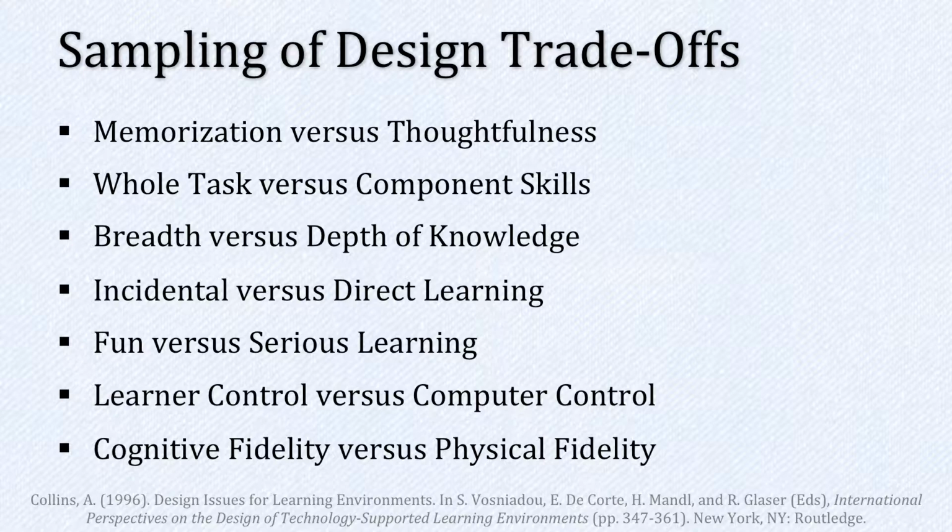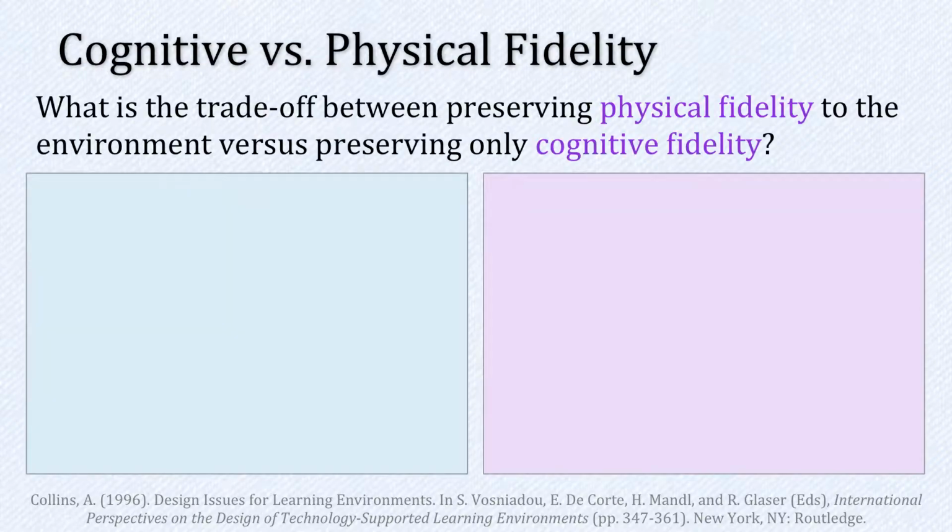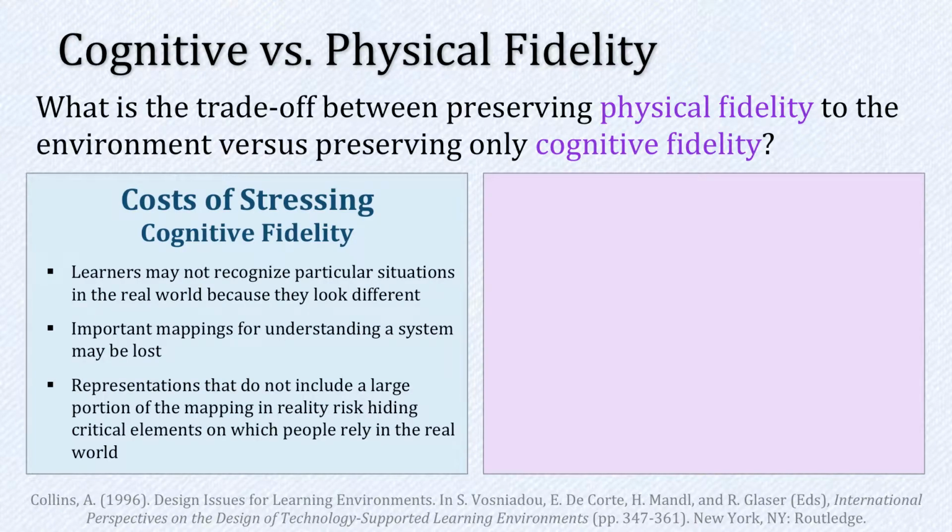It's this last design trade-off, cognitive fidelity versus physical fidelity, that I want to focus on right now. So what is cognitive fidelity versus physical fidelity? Well, the idea is very applicable to visual design. And Collins asked the question, what is the trade-off between preserving physical fidelity to the environment versus preserving only cognitive fidelity? Now, he argues that there are costs associated with stressing cognitive fidelity.